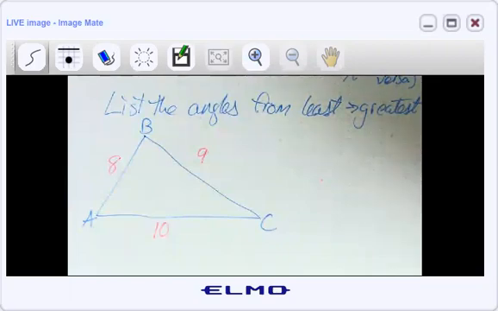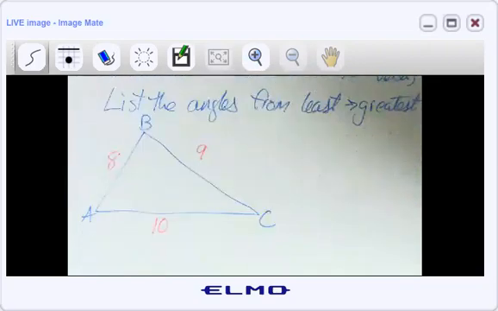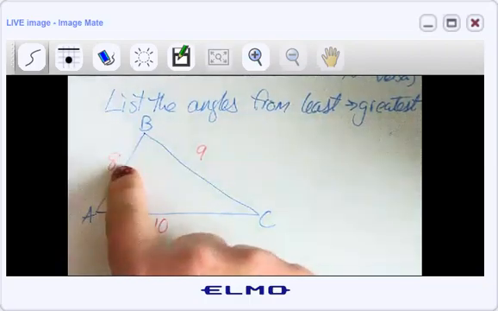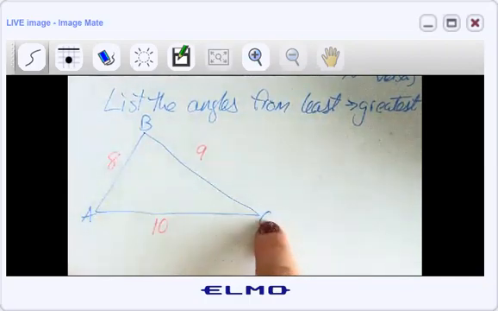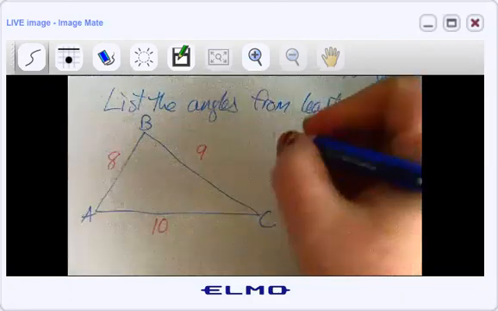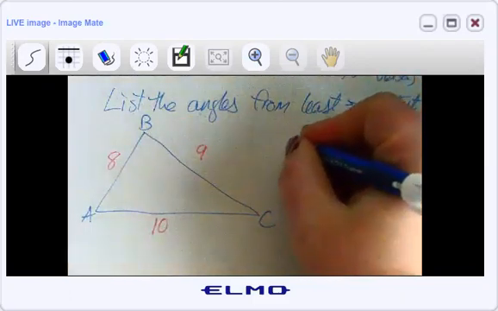So remember what we said up top. Oh, C. It's C. Across from the shortest side is going to be the smallest angle. So my smallest side is this one that's 8, so across from it is angle C. So angle C has to be the smallest in my whole group. Does that make sense? So C is the smallest.